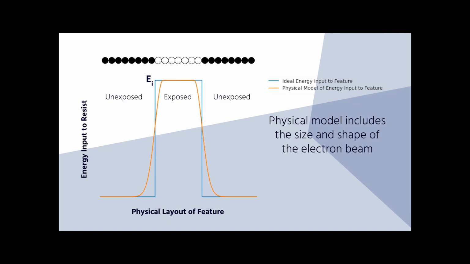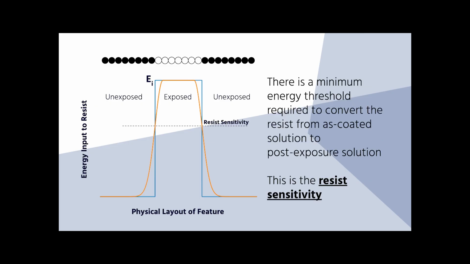Ideally, this is a step function going from the unexposed region to the exposed region. However, since the beam itself has a finite size and shape, a truer representation of the energy input will have some slope at the edges of the feature. Additionally, there is some minimum threshold below which the resist is not converted into its exposed product. Labeling this as a threshold is a bit of a simplification and doesn't take resist contrast into consideration. But this model will work for now. This threshold value will turn out to be the resist sensitivity, which will be discussed in greater detail later.